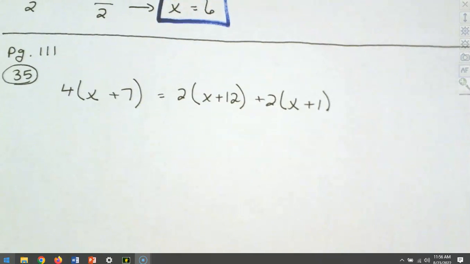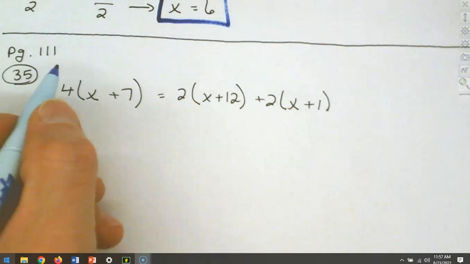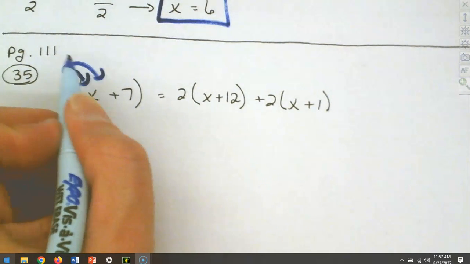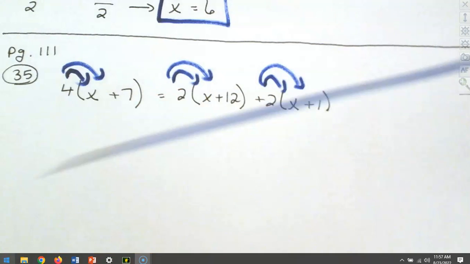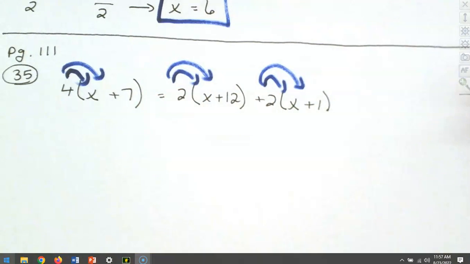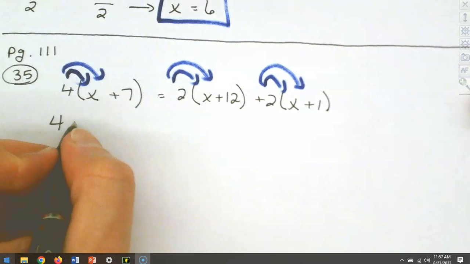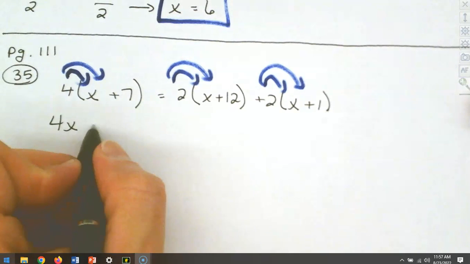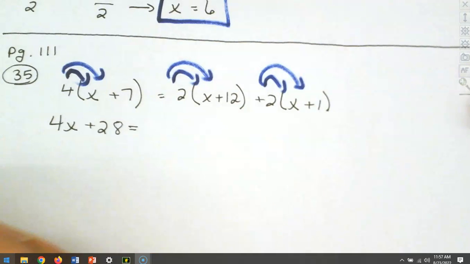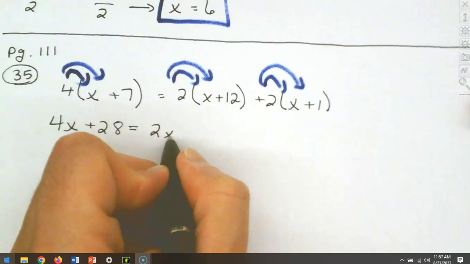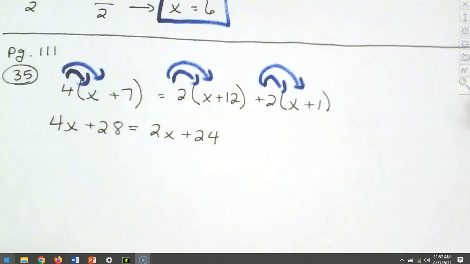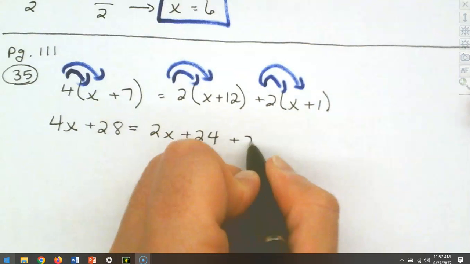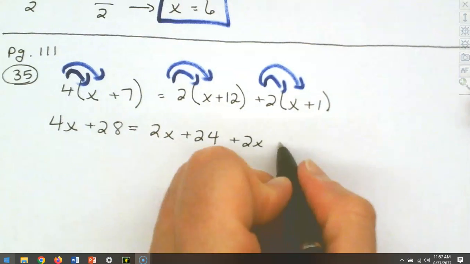So we distribute that 4 through and the 2's through on the right. That leaves me then with a 4x, and 4 times 7 makes it a 28. Right-hand side, we have a 2x. 2 times 12, that makes it a 24. 2 times x, that's a 2x. And 2 times 1 is a 2.